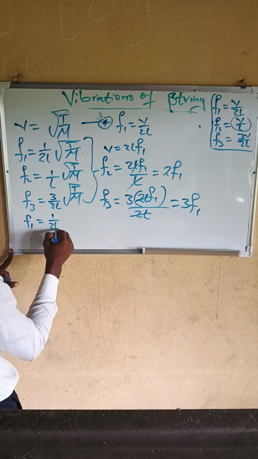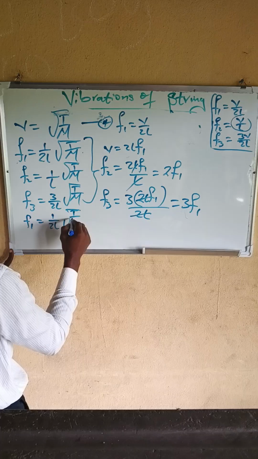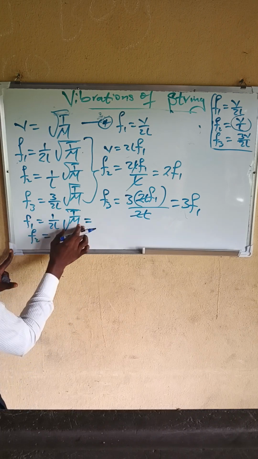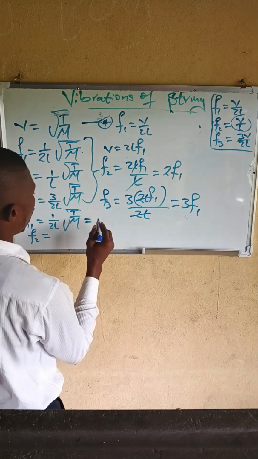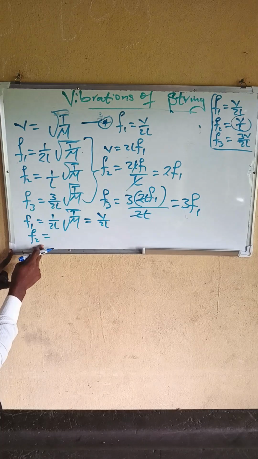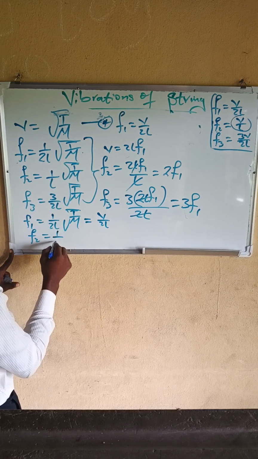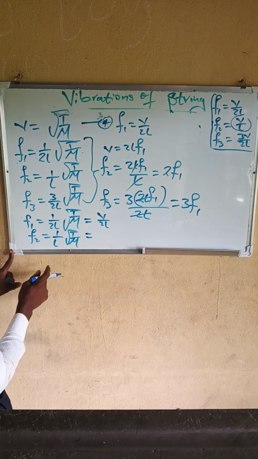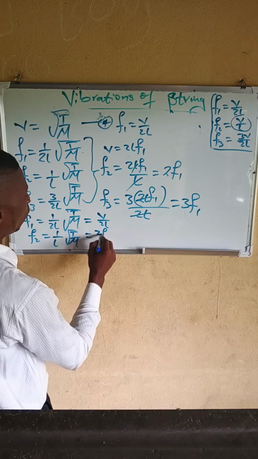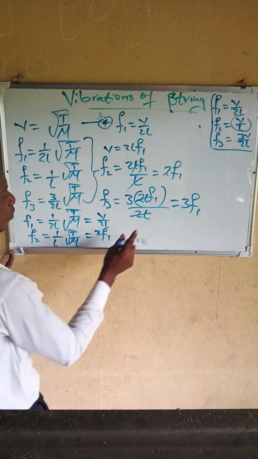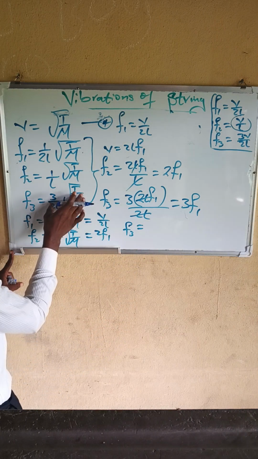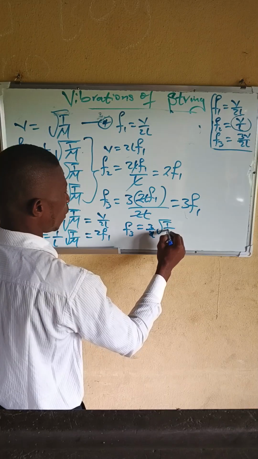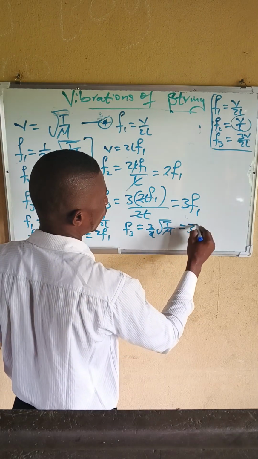So my F1 is 1 over 2L root T over linear density, which is also V over 2L. My F2 is 1 over L root T over linear density, which is mass over length, and my F2, as you already know, is 2F1. In a similar way, my F3 is 3 over 2L root T over linear density, which is also equal to 3F1.